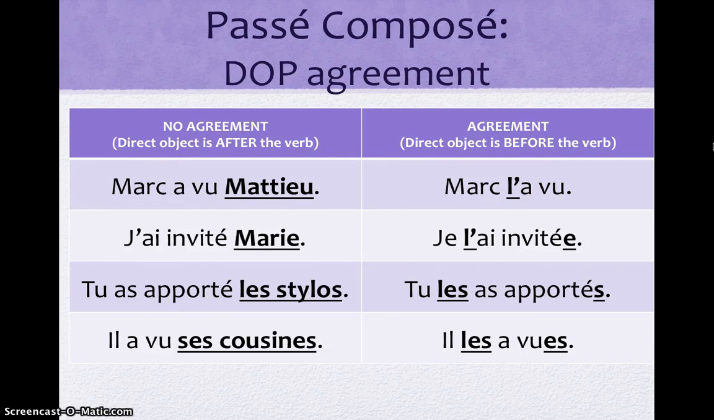The next one, tu as apporté les stylos. Les stylos is masculine and plural. So in the Passé Composé, because the DOP comes before the verb, we have to add an S to the past participle. Tu les as apportés. And for the last example, il a vu ses cousines. Ses cousines is feminine and plural, so we add an ES to the past participle because les, the DOP, comes before the verb, so we have il les a vues.